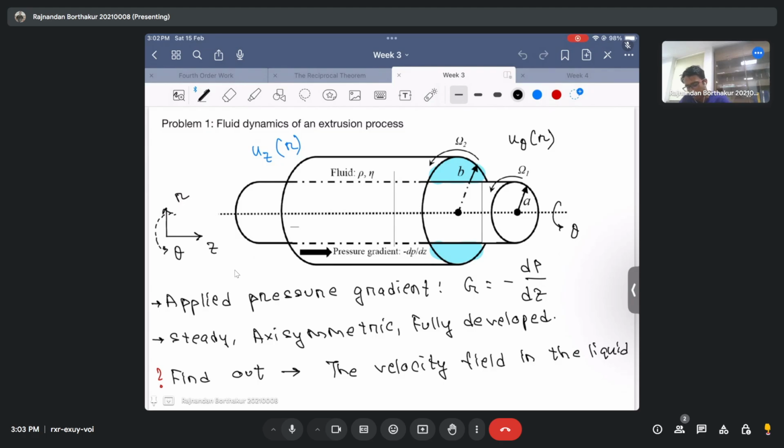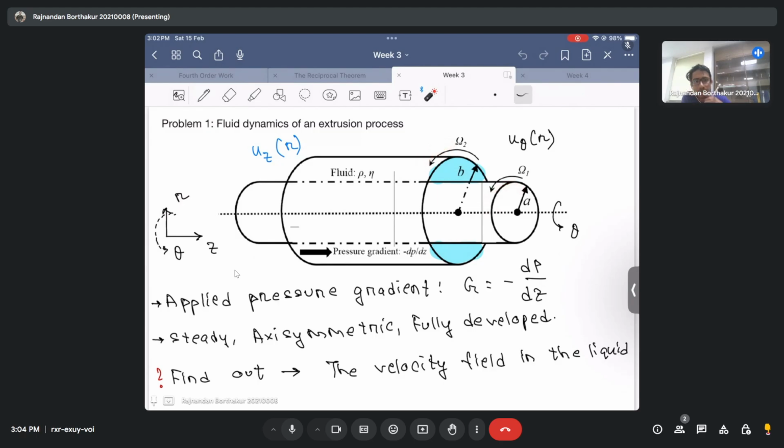So if you remember, we were discussing certain types of flows, which we call axisymmetric unidirectional steady flows. And one such problem which we saw was the fluid dynamics of an extrusion process, where there was a fluid in between two rotating cylinders.